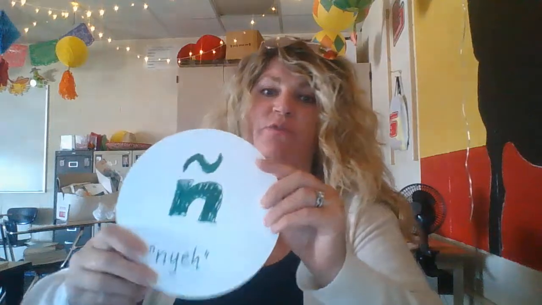After double L's, they also have this funky little letter. They have the letter N, but they also have a letter N with this mark on top, and this is called a tilde. And whenever a tilde is on an N, you pronounce it like this: "nya, nya." It's almost like an N, then kind of a Y, a mixture of an N with a Y. Okay, that's an eñe.